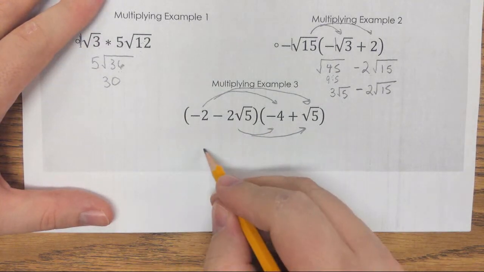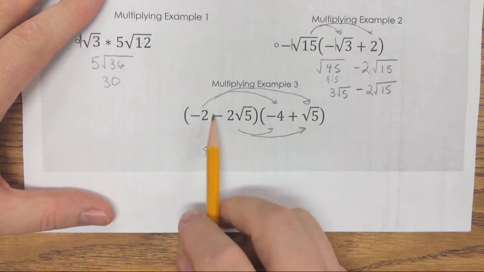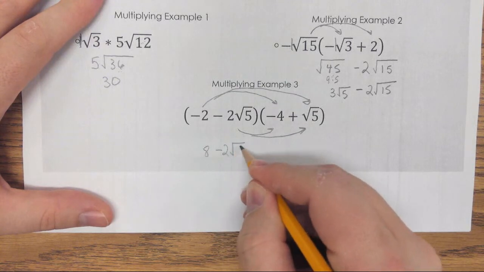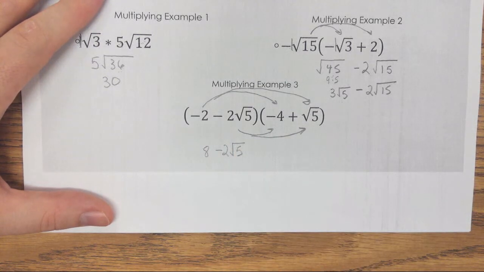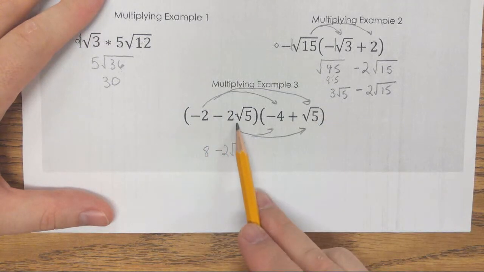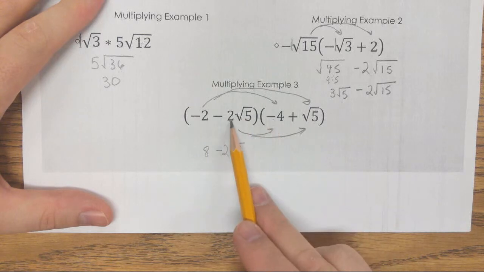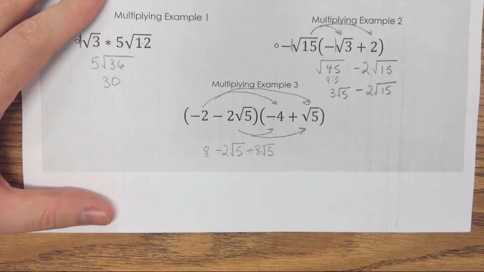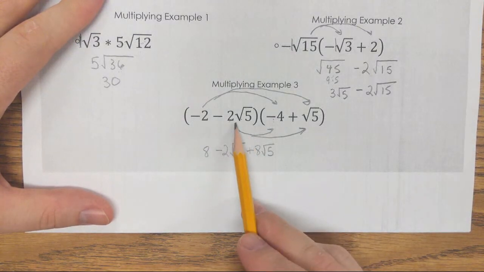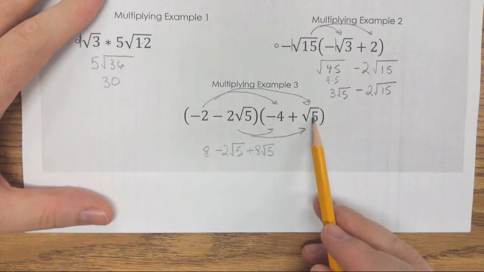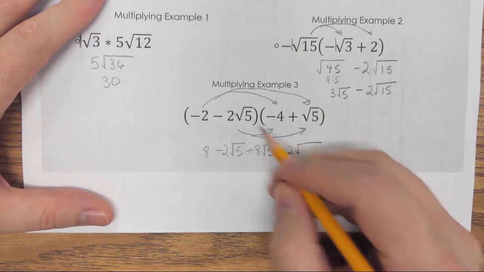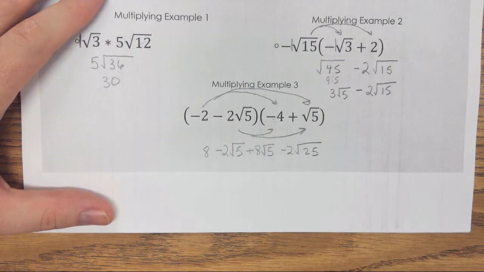-2 times -4 is +8. -2 times square root of 5 is -2 square roots of 5. Alright, we're done with that one. Now let's do this one. -2 square root of 5 times -4. Negative 2 times negative 4 is positive 8 square roots of 5. Then we do negative 2 square root of 5 times square root of 5, which is negative 2 square root. 5 times 5 is 25.